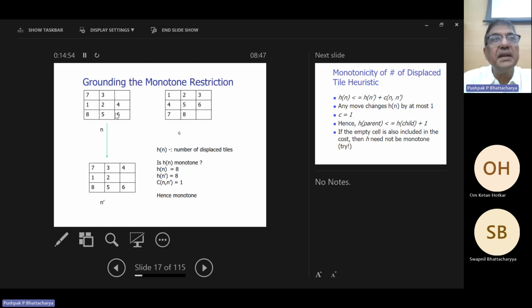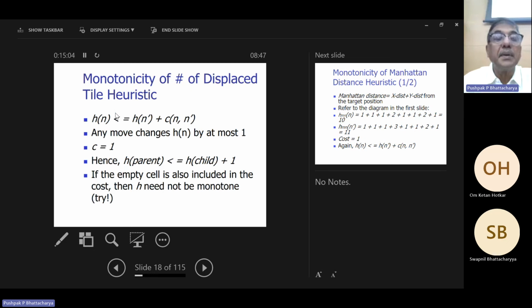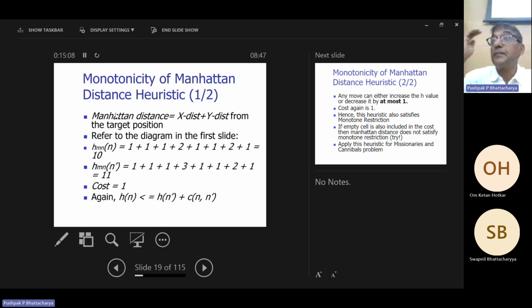So the displaced tiles heuristic is satisfying the monotone restriction, satisfying the triangular inequality. What can we say about the Manhattan distance heuristic? Is this also satisfying the triangular inequality? Why so? What is the argument? So you're saying it is not satisfying?